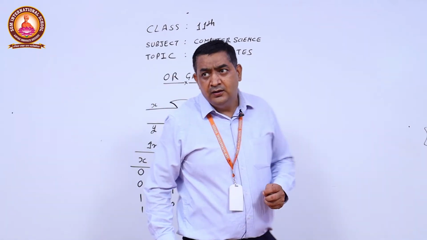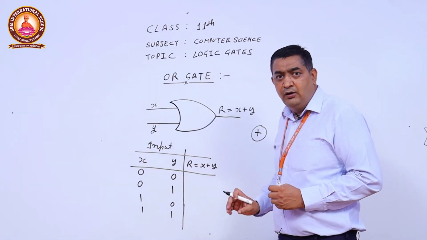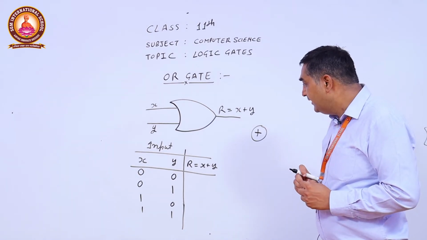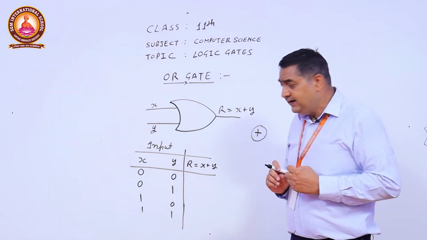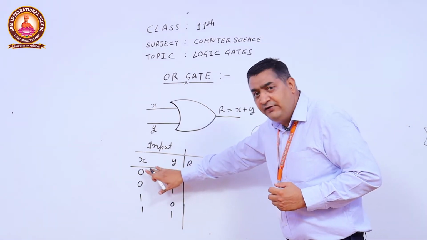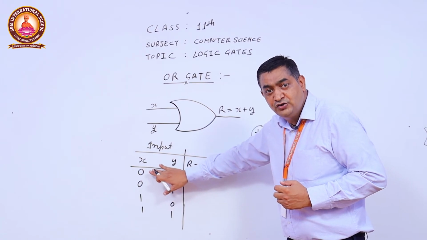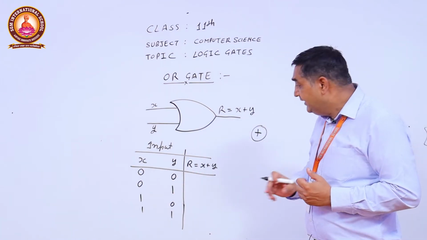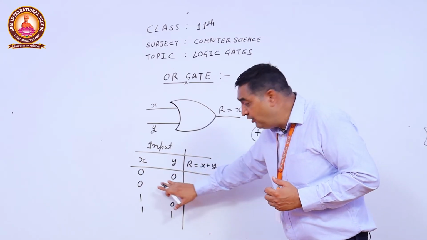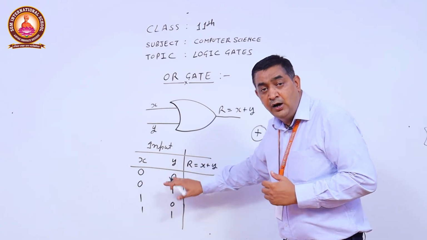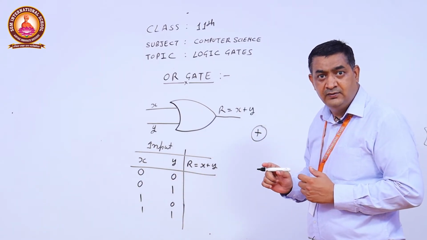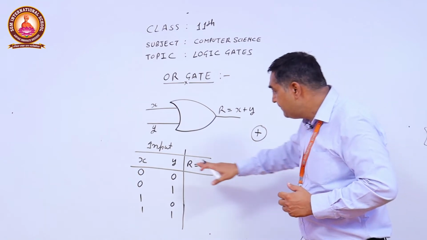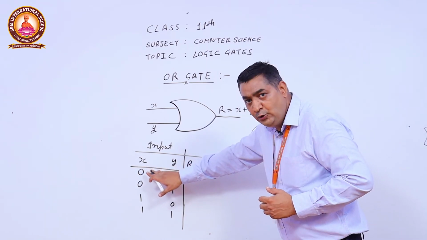ORing. How to get the result of the OR gate? The formula is that if both values are low or 0, the output will be 0. If any input value is 1, the output will be 1. Now let us understand by the values.